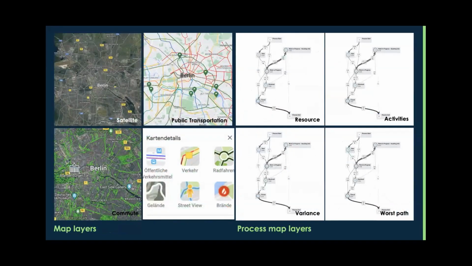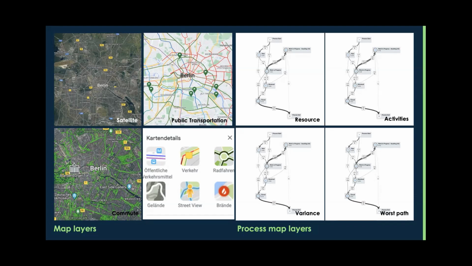And yes, we have those map layers. With your favorite map software, we have satellite view, we have public transportation, we have commute views, some street views. This is in the map software. And in process optimization, we would have resources that we can check, which resources are being used, which are flowing through. So like assignment groups or assigned users or activities, states, or other fields that you can use like an activity. And with variances. So which are the highest variance?